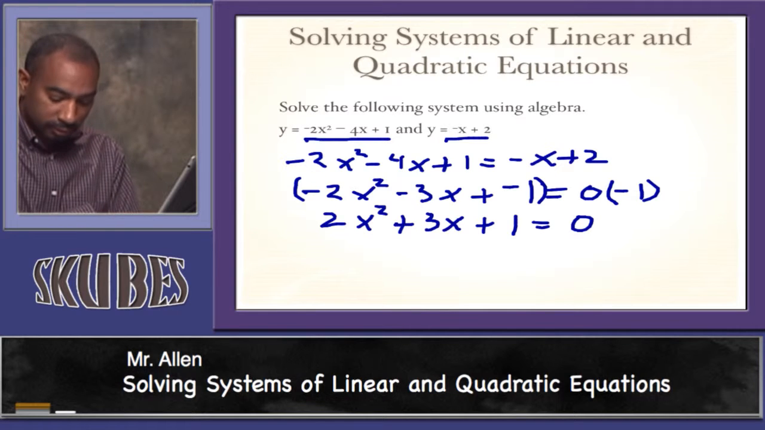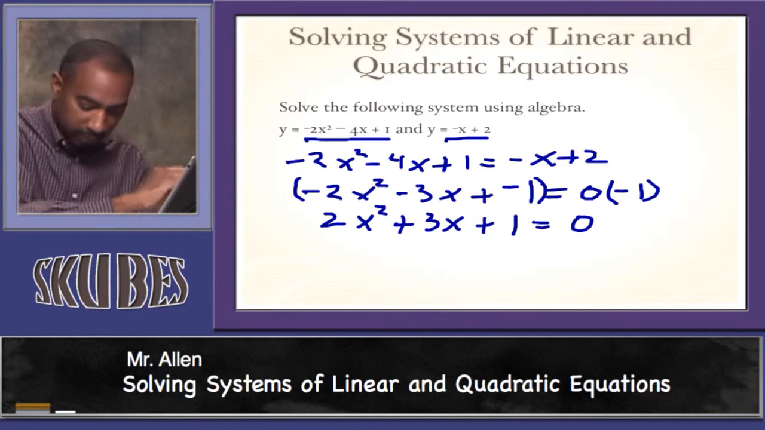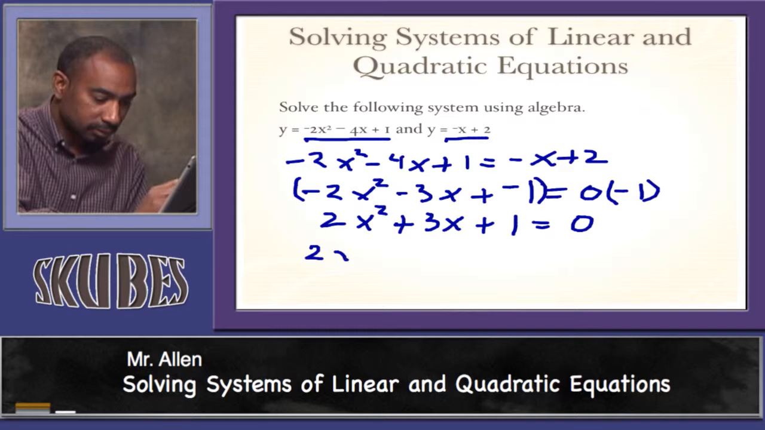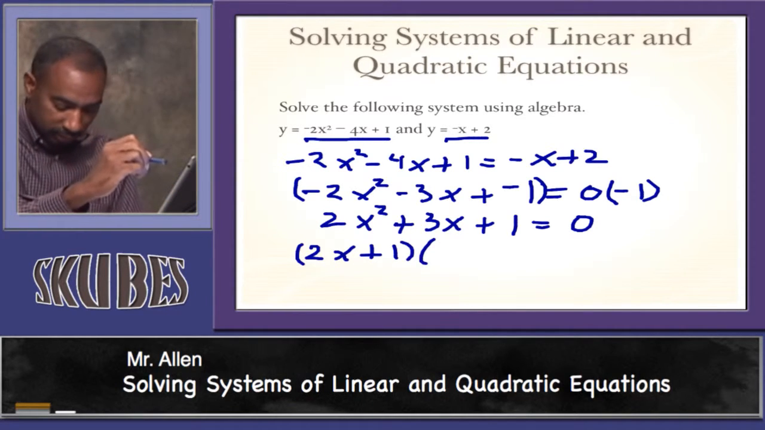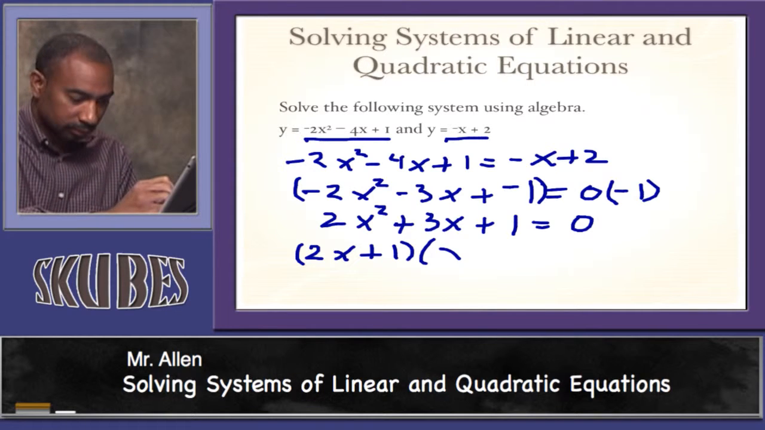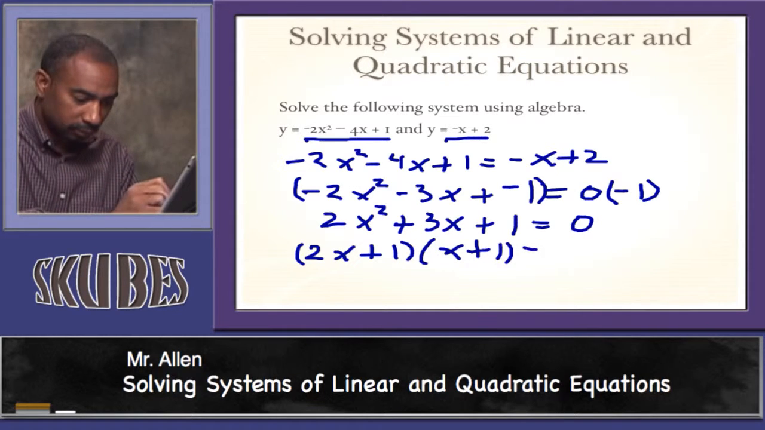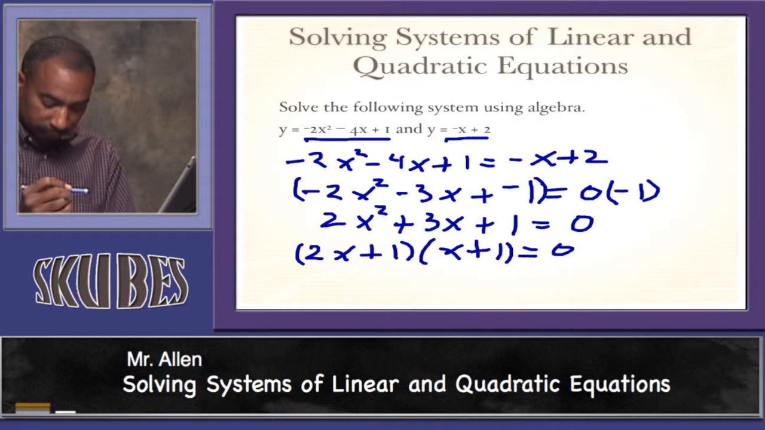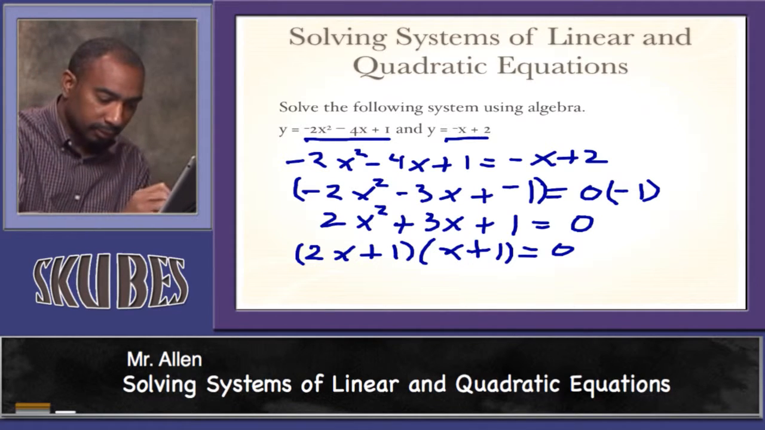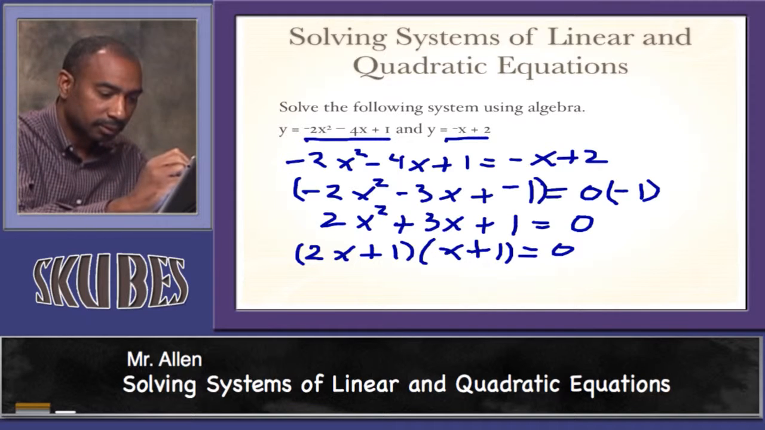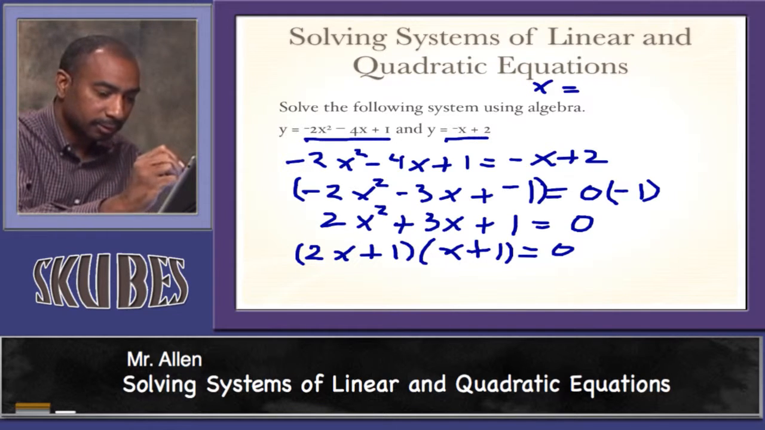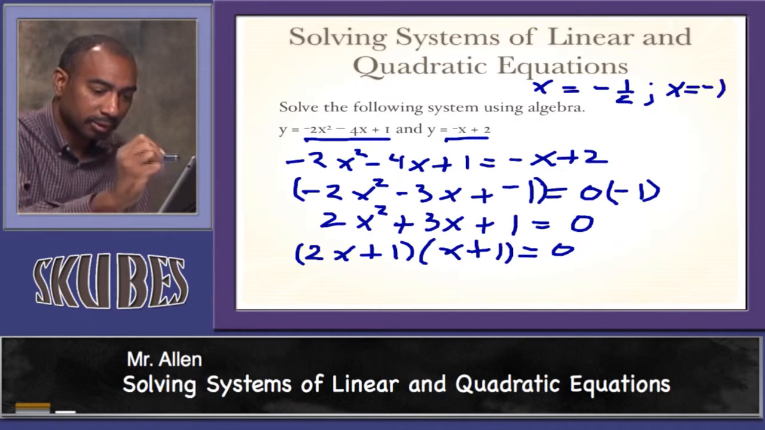And then you want to factor this. And if you factor it correctly, you're going to get 2x plus 1 times x plus 1, and you set it equal to 0. So you set both expressions equal to 0. I get x equals negative 1/2, and I get x equals negative 1.